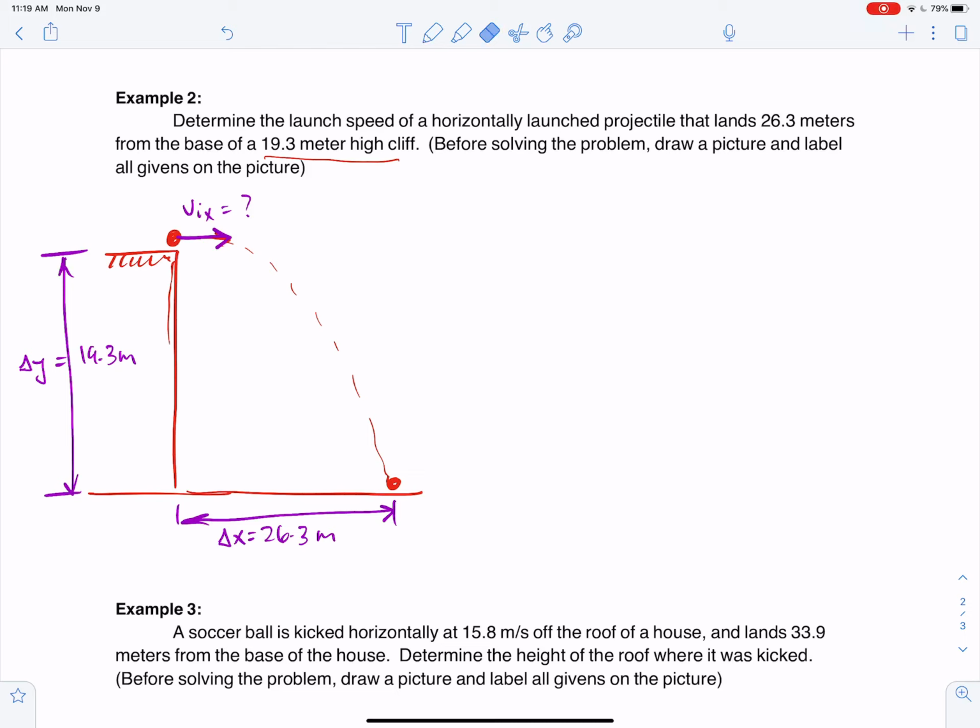So let's do this in two steps. First, let's find out how long it takes this projectile to fall and hit the ground. We're going to find the falling time.